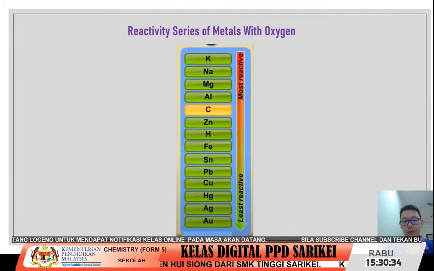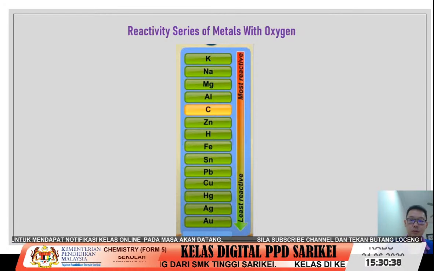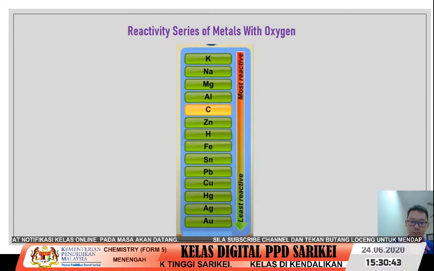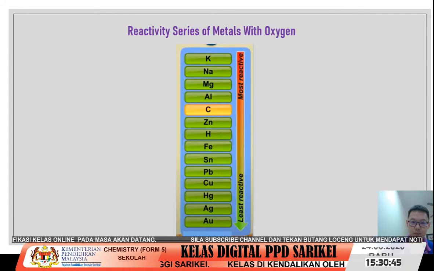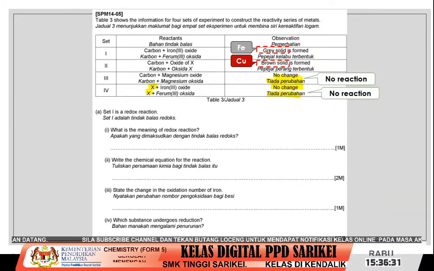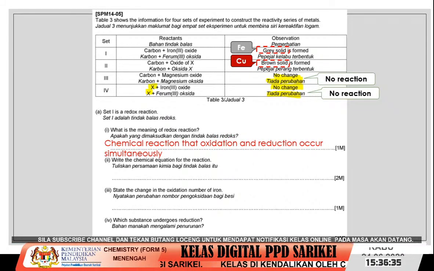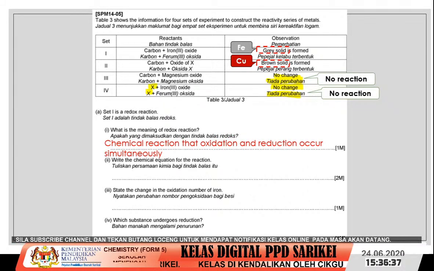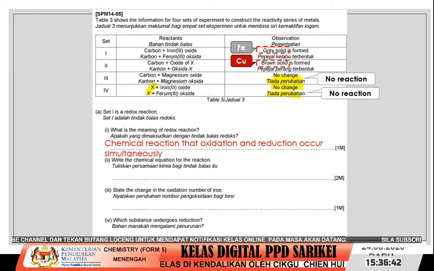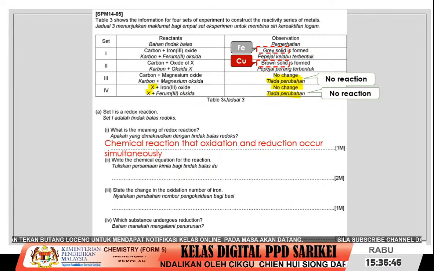Now let's look at the summaries. Reactivity series of metal: we can arrange the series of metals according to their reactivity. On top of the list is the most reactive metal. Redox reaction is a chemical reaction in which oxidation and reduction occur simultaneously, or you can use the words occur at the same time to replace the word simultaneously.